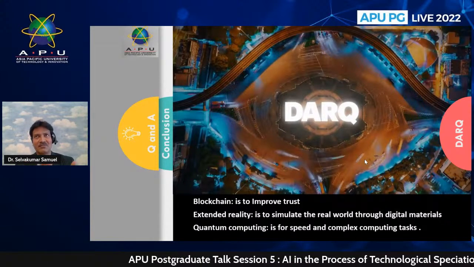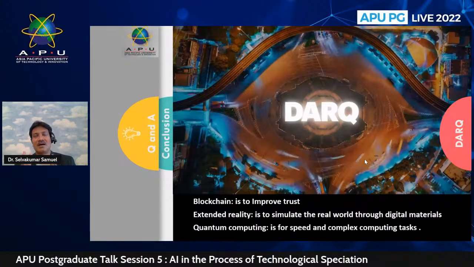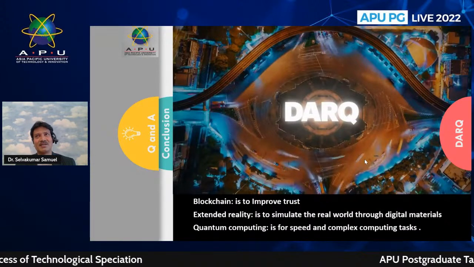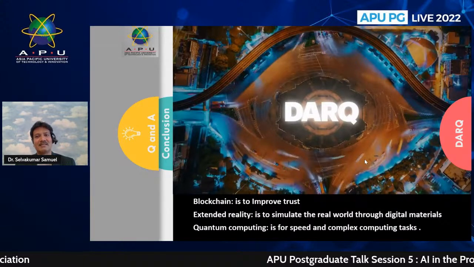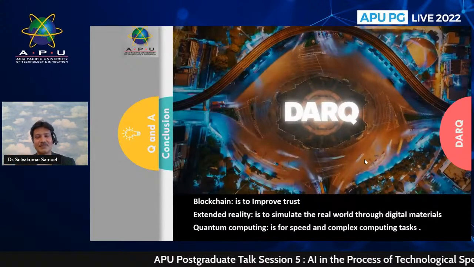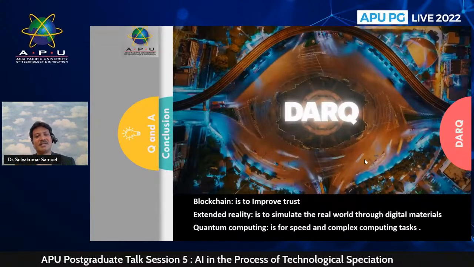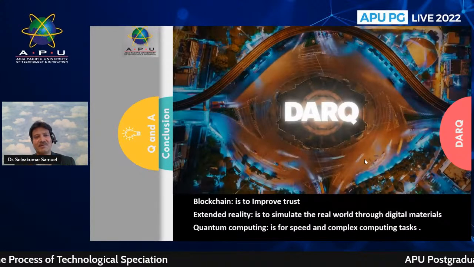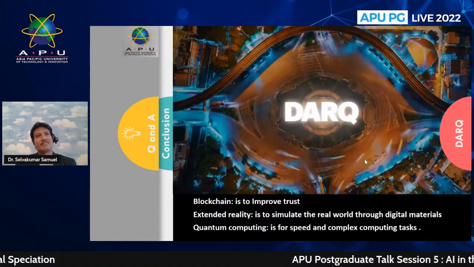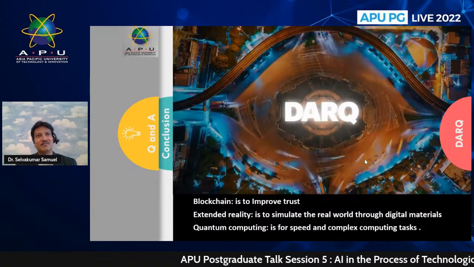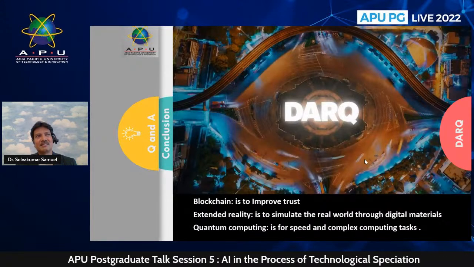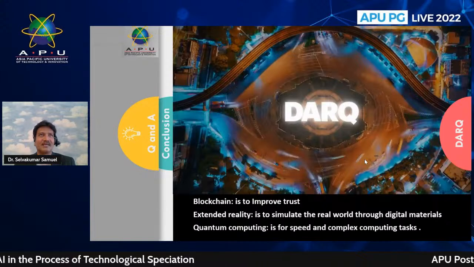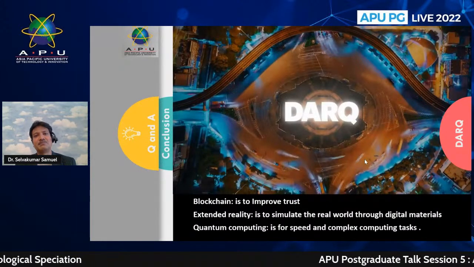Extended reality means the fusion of virtual reality, augmented reality, and mixed reality. These are the three immersive technologies. The inclusion is this R. R represents these immersive technologies. Then Q. Q stands for quantum computing. Very powerful. As you know, compared to the world's fastest supercomputer, quantum computers can work 1 trillion times faster.